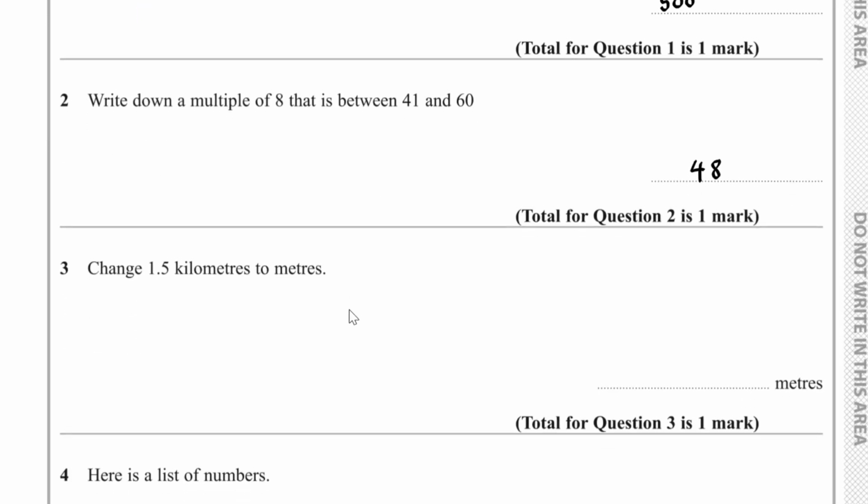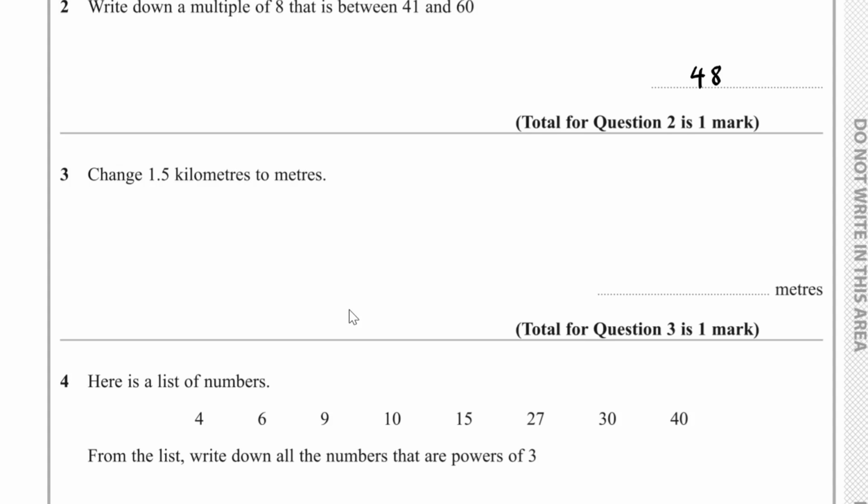Question number 3, we have to change 1.5 kilometers to meters. So to go from kilometers to meters, we would have to multiply by 1000, and to go from meters to kilometers, we would have to divide by 1000. So we have 1.5 multiplied by 1000, it turns out we get 1500 meters.